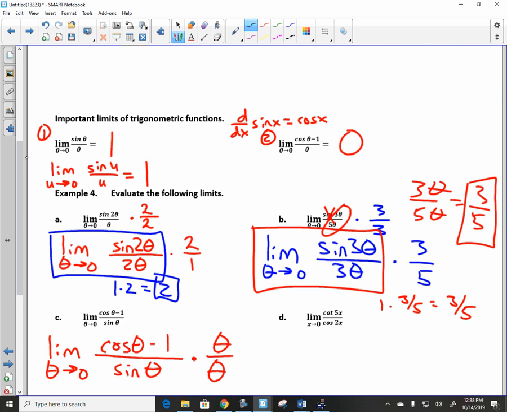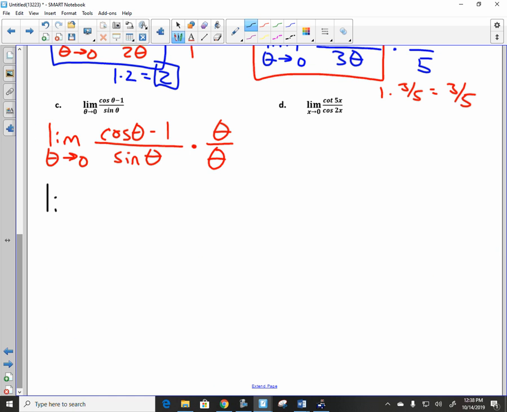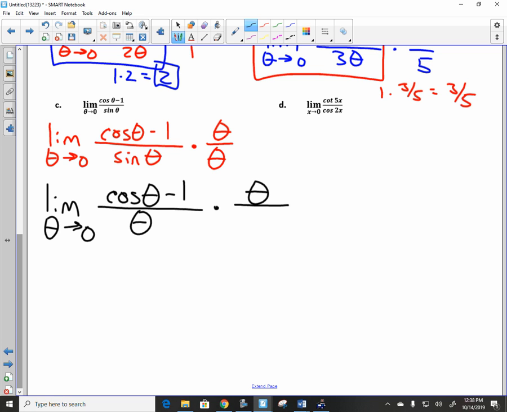So what we want is the cosine of theta minus 1 all over theta. This is what we want. I'm going to put that, cosine of theta minus 1 over theta. What remains? Okay. What is this limit? This is 0. Got used to writing theta. That's 0.